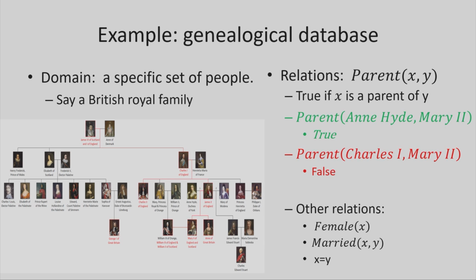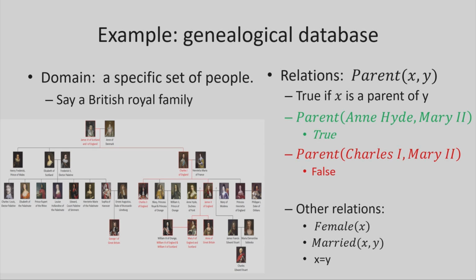So for example, this picture is for the House of Stuarts, royal family, and this diagram shows who is married to whom and who is a parent of whom. So what kind of relations can we expect to have in this database? Probably the main one we could use here is a parent relation.